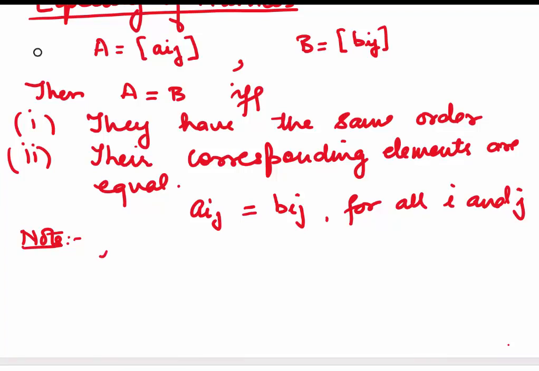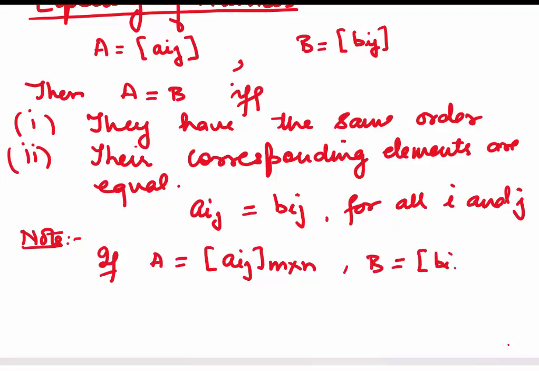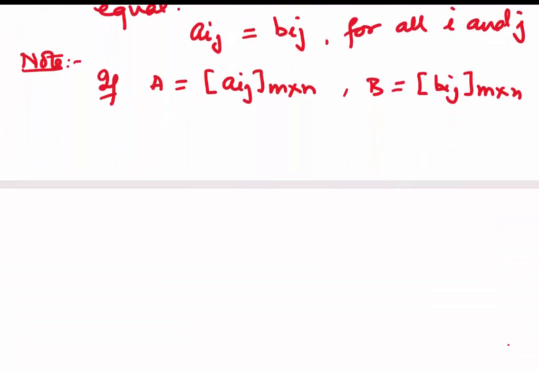Note, if A is a matrix which has an order m by n, then for A to be equal to another matrix B, B should also have the same order m by n. This is the first condition. And the second condition is that their corresponding elements should be equal. This would be clear when we look at this example.